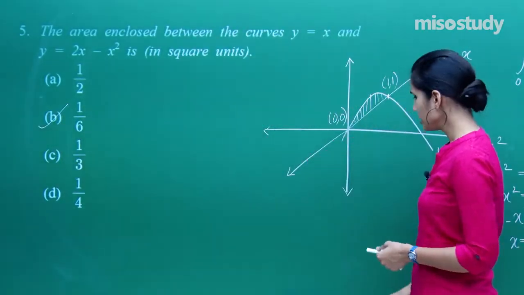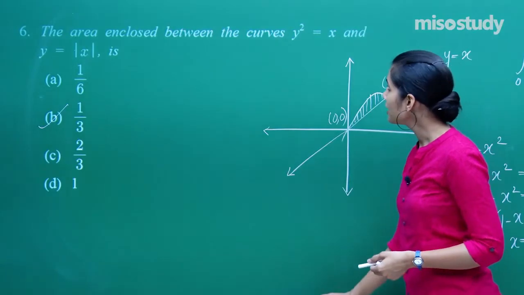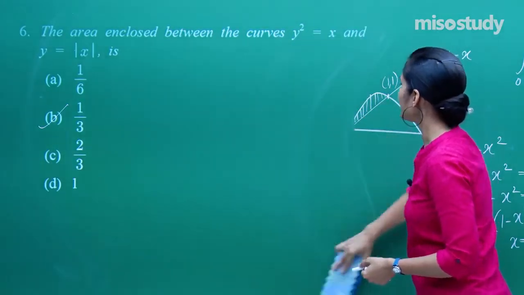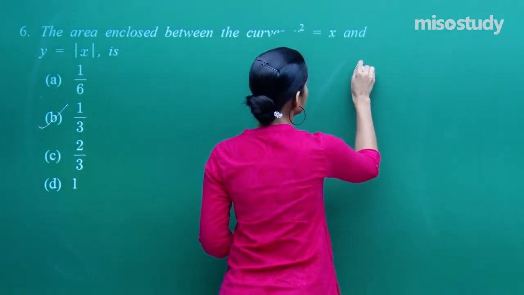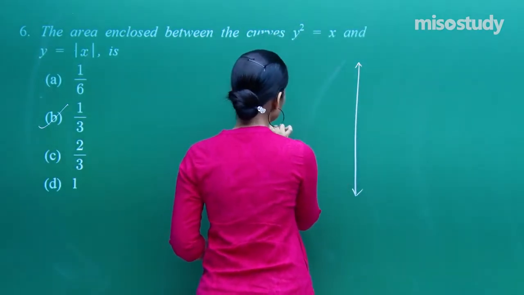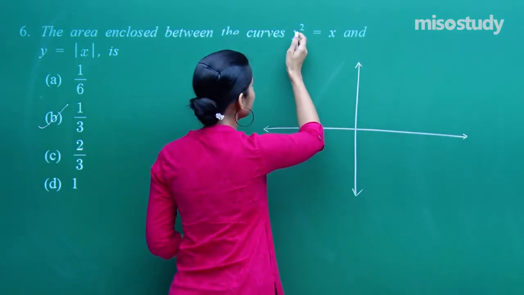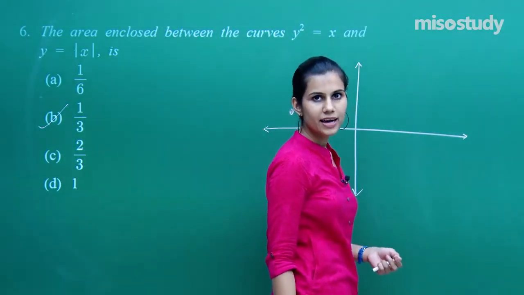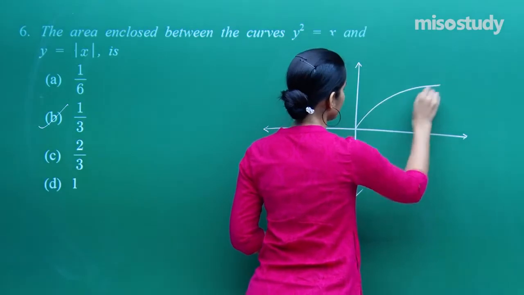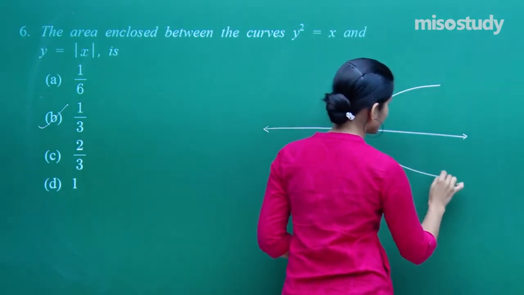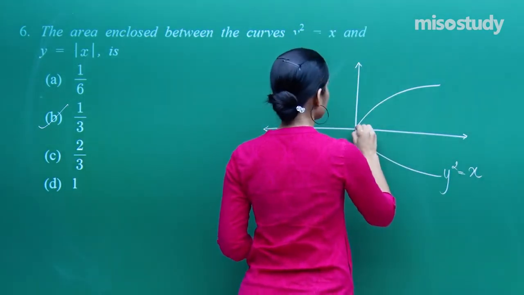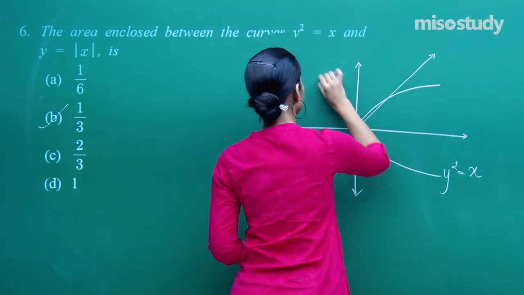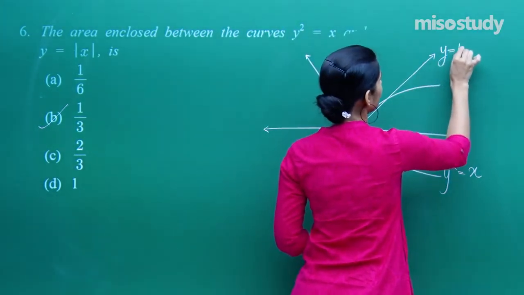Easy enough question. Next one says the area enclosed by y square equals x and y equals mod x. Okay, let's try to analyze this question. Y square equals x. That means for positive and negative values of y, you are getting the same value of x. So this is how y square equals x looks, and then you have y equals mod x.